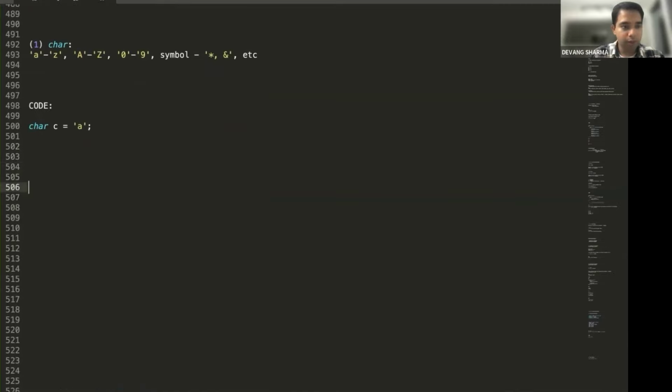And of course, this is something that you should know. When we say single quotes, we are referring to a character. And when we say double quotes, we are referring to a string.